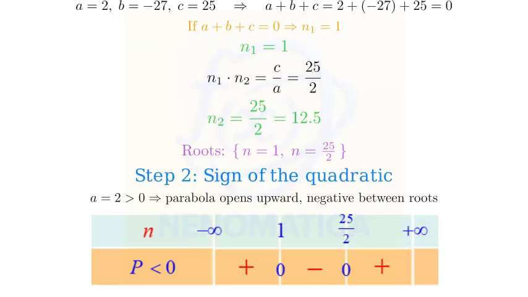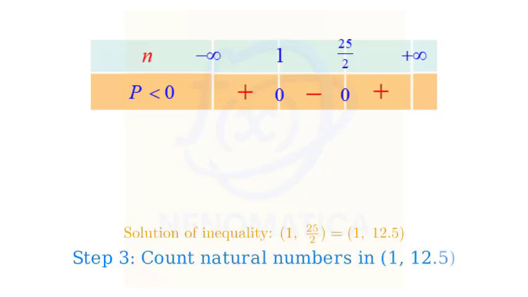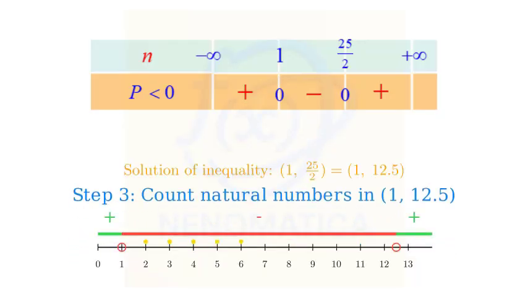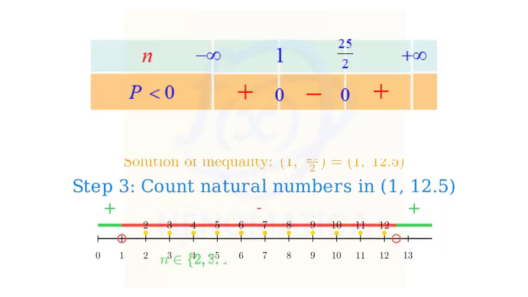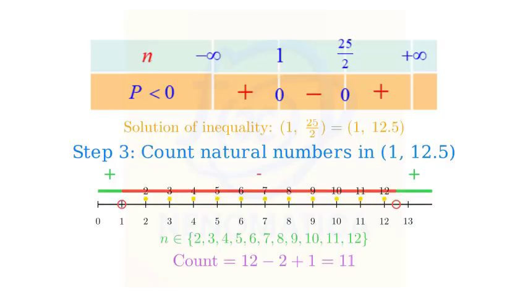Step 3. We now list the natural numbers strictly between 1 and 12.5. Those are 2 through 12 inclusive. We can count them quickly. From 2 up to 12 is 11 numbers. So the inequality has 11 natural number solutions.